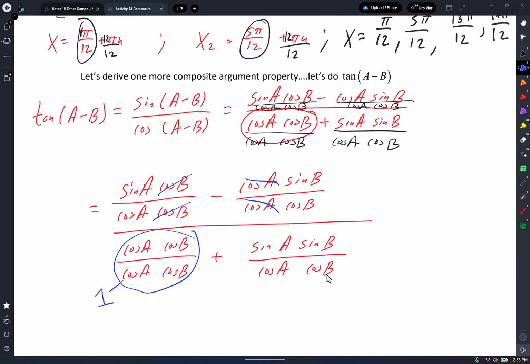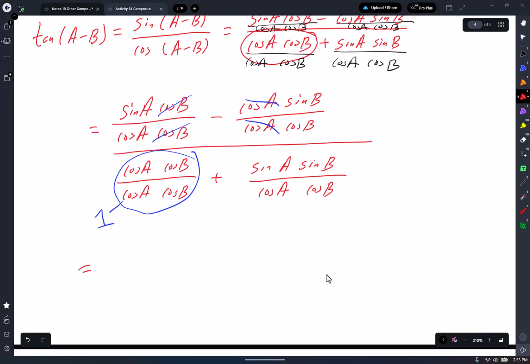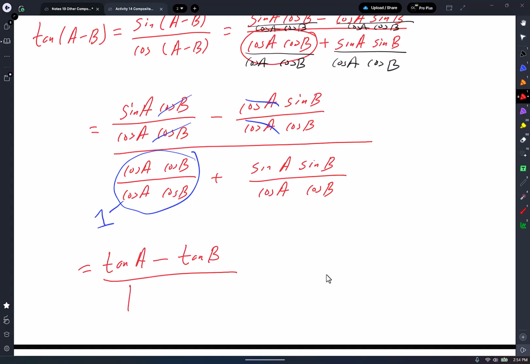And I can't cancel anything in the bottom right-hand corner. So what do I have? Well, sine A over cosine A, that's just tan A. Minus sine B over cosine B, that's just tan B. This is 1. And oh, look at that. Sine A over cosine A, plus, that plus is this plus. That's tan A. Sine B over cosine B, that's tan B.